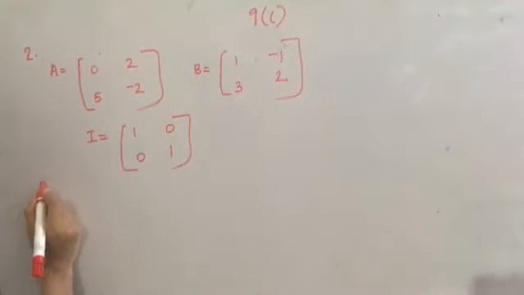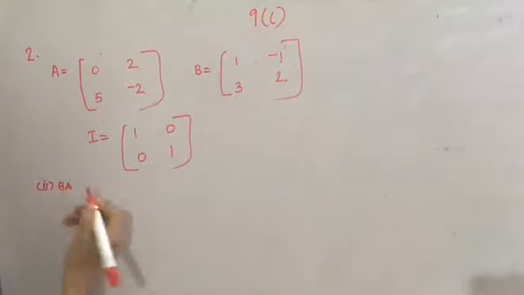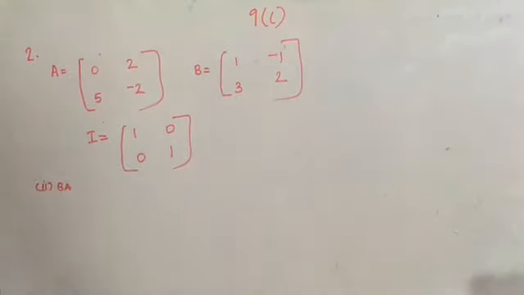So let's start with the next sub question, BA. We have already learned in addition that A plus B is equal to B plus A. That is, addition of matrices is commutative. But let us check whether multiplication of matrices is commutative. It's not commutative, so we will understand after doing this problem. So we already found AB.